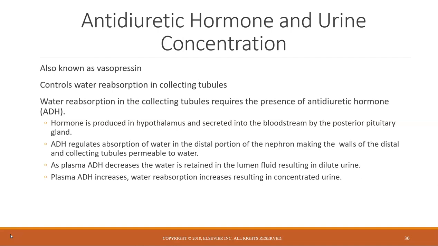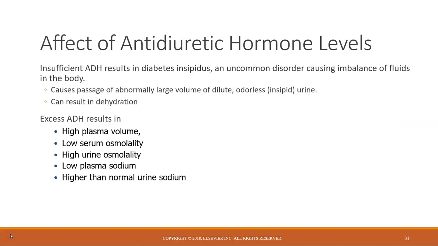ADH regulates absorption of water in the distal portion of the nephron, making the walls of the distal and collecting tubules permeable to water. As plasma ADH decreases, the water is retained in the lumen fluid, resulting in dilute urine. As plasma ADH increases, water reabsorption increases, and this will result in a concentrated urine. Antidiuretic hormone levels will affect different components of the urine.